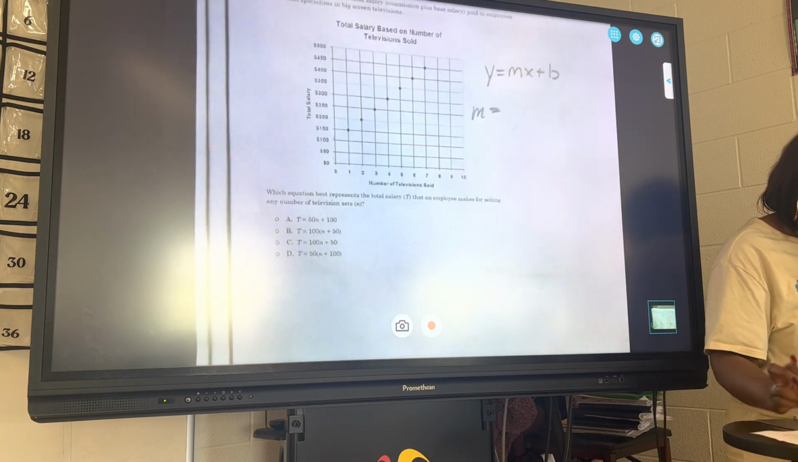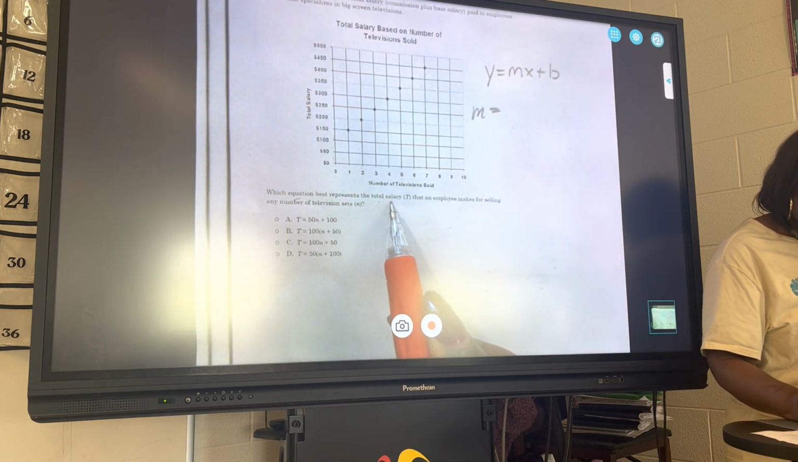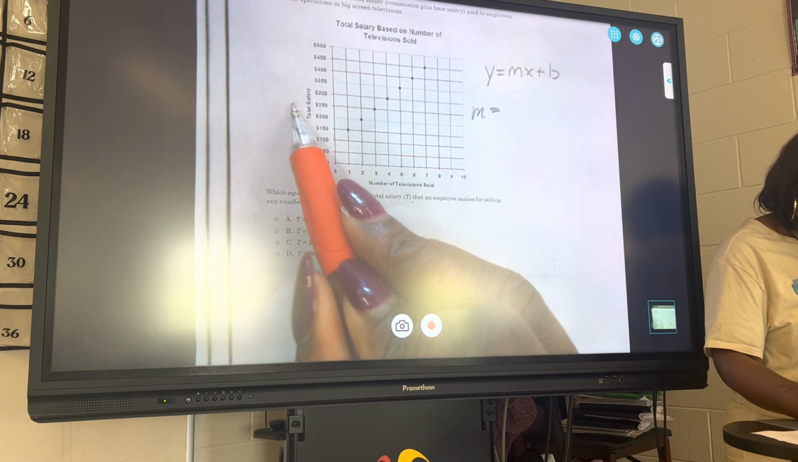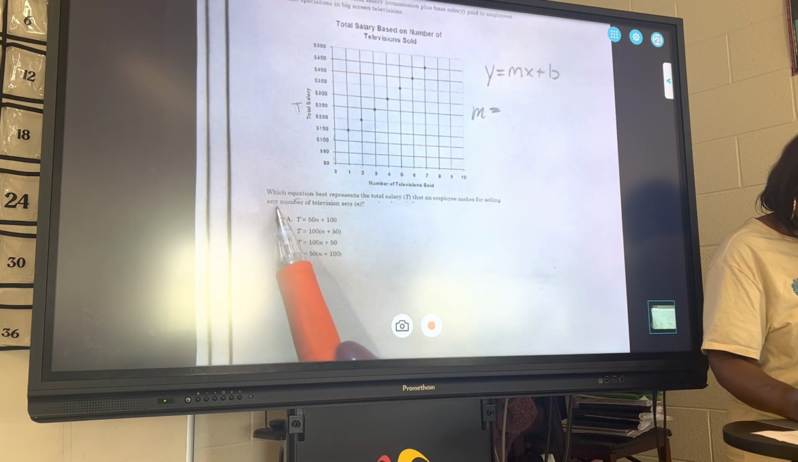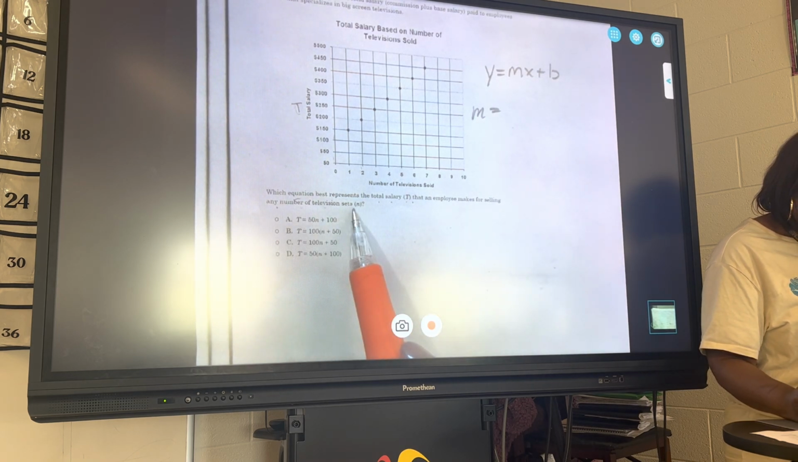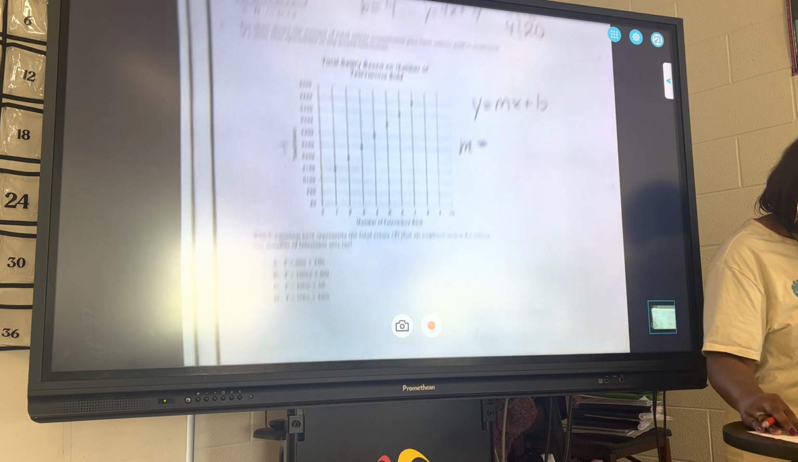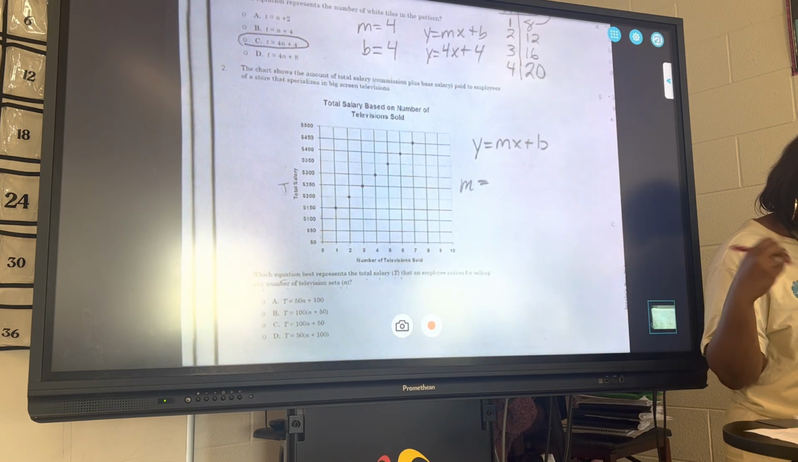No, let me finish reading. It says, which equation best describes the salary T, which is our y, that an employee makes selling any number of TVs, which is on the x-axis? All right, so let's figure out what our M is.